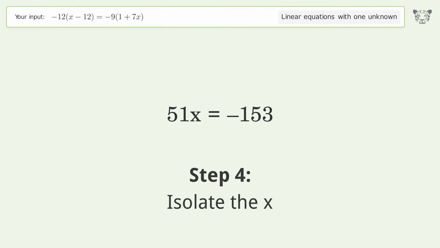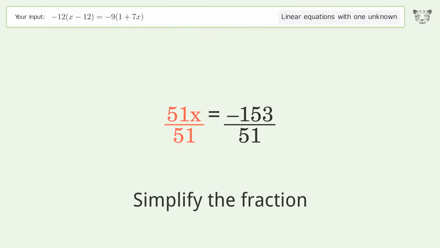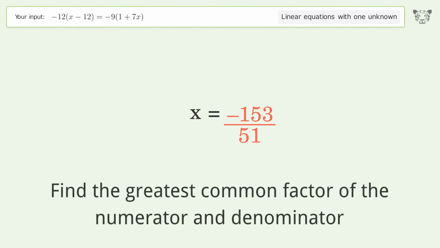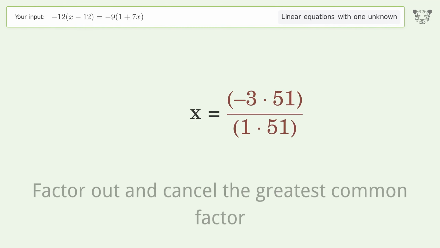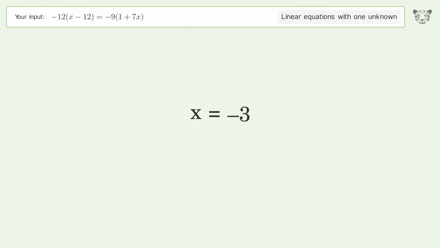Isolate the x. Divide both sides by 51. Simplify the fraction. Find the greatest common factor of the numerator and denominator. Factor out and cancel the greatest common factor. And so the final result is x equals -3.